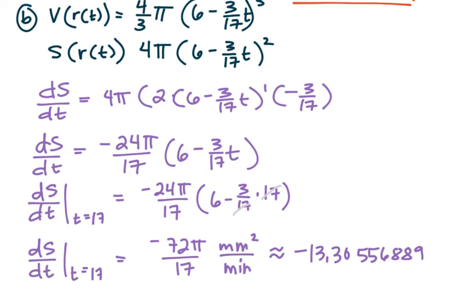So the exact answer here would be negative 72 pi over 17, which is, again, of course, approximately negative 13.3 millimeters squared per minute. So we see that both the volume of the Jawbreaker and the surface area of the Jawbreaker are shrinking, and they're shrinking at different rates. All right, so I hope that helps you understand this problem. Please let me know if you do have any questions, because I'm here to help.